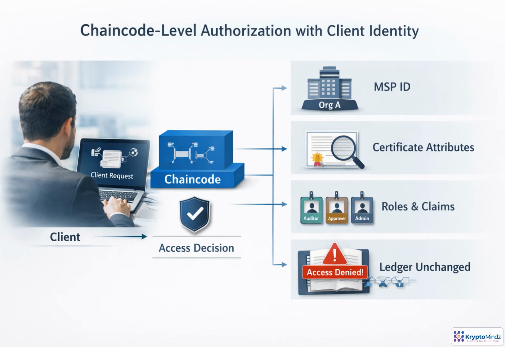Endorsement answers: do peers agree with this result? Chaincode authorization answers a different question. Is this client allowed to ask for it? Before changing state, the contract can read the caller's MSP ID, inspect certificate attributes, and verify roles or claims like approver or auditor. If a check fails, return a clear error immediately. The rule is simple: reject first, write later, so unauthorized requests never modify the ledger.